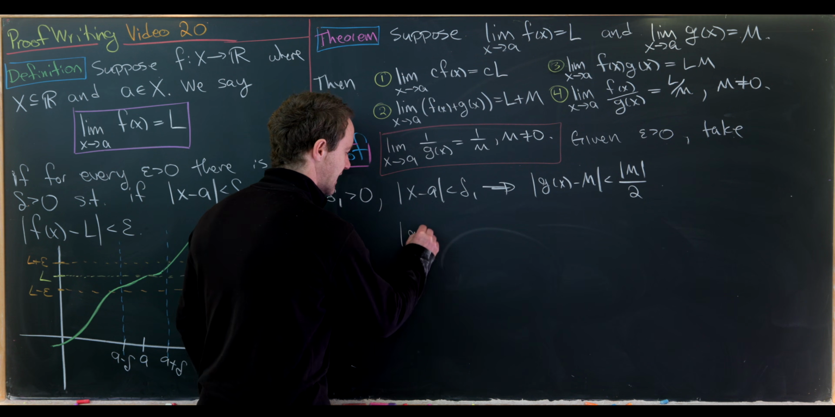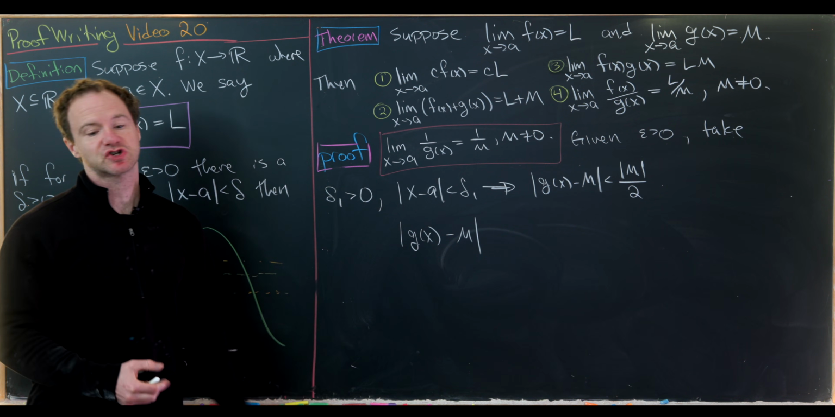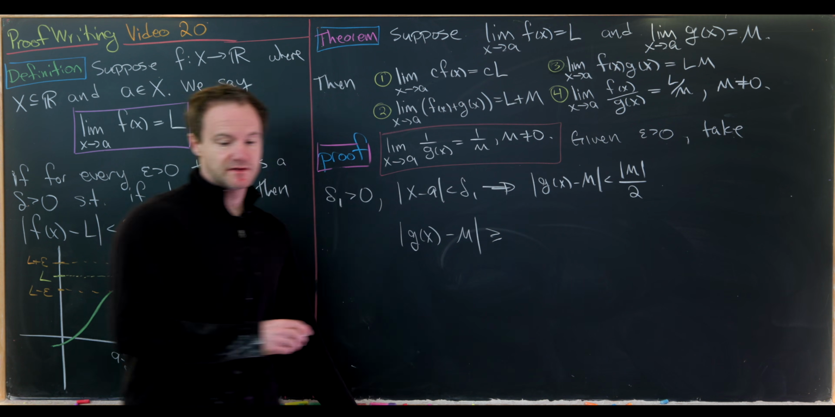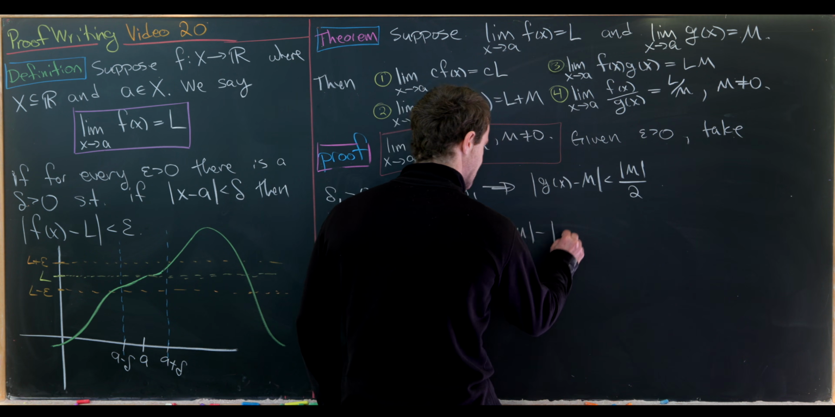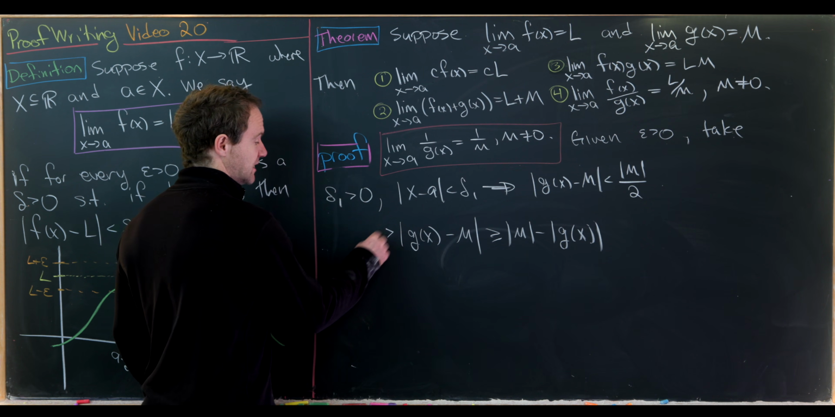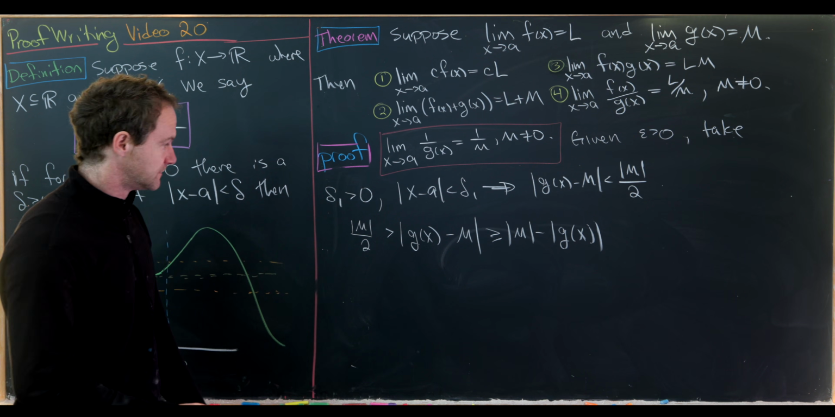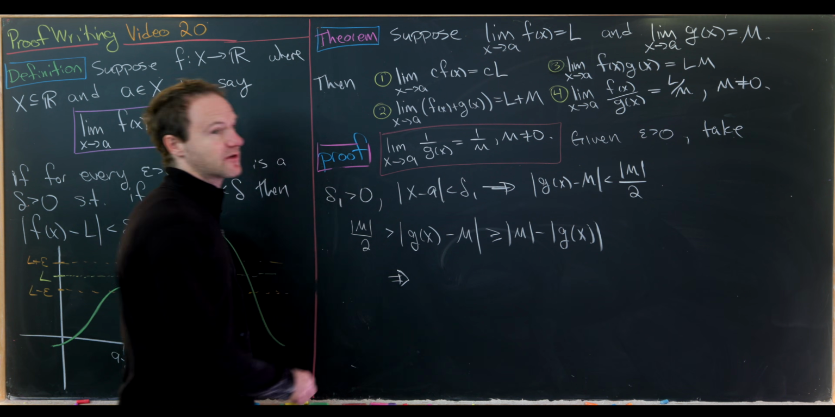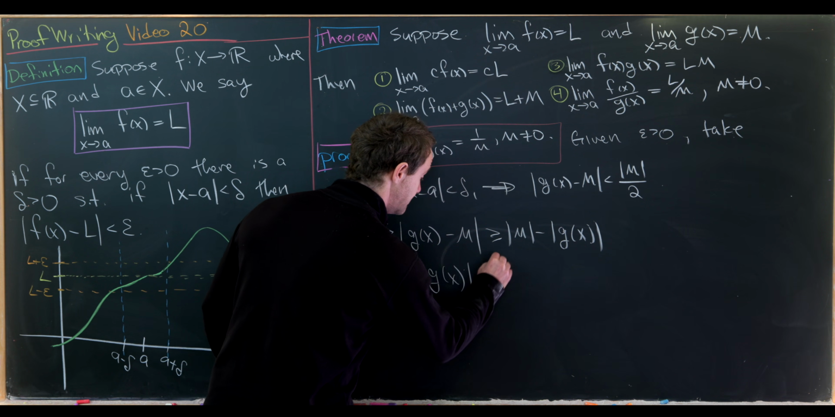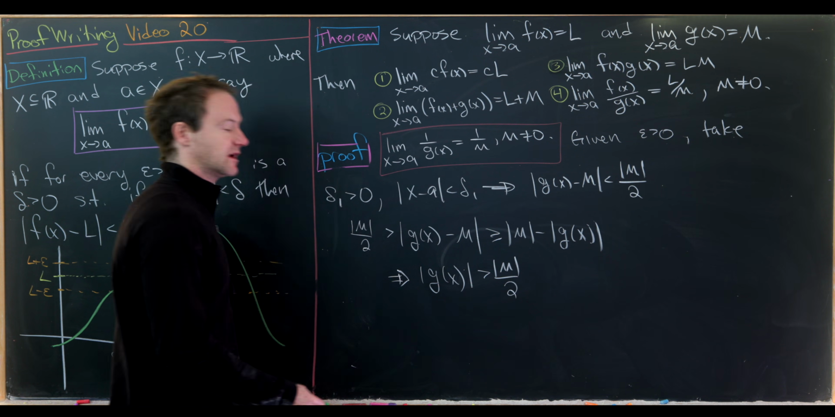So we have the absolute value of g of x minus m is, using one of those triangle inequalities, bigger than or equal to the absolute value of m minus the absolute value of g of x. But then this can be pinned on the left by the absolute value of m over 2. So now putting those two things together, we'll see that the absolute value of g of x is bigger than the absolute value of m over 2. So again, that's from those two portions right there.